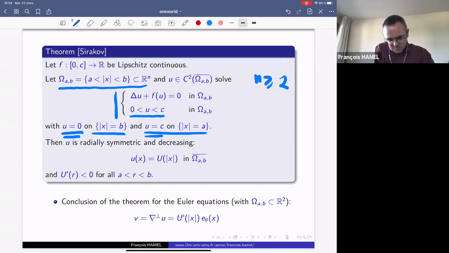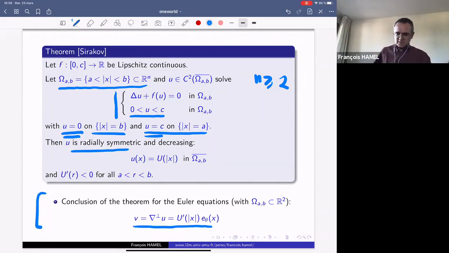So the function u is radially symmetric. And so for our problem for the Euler equation, we can just apply this theorem in dimension 2, and we get that u is radially symmetric, and therefore the flow V, which is the orthogonal gradient of u, is a circular flow. And the proof is done. Okay, so this is the proof in a regular annulus.